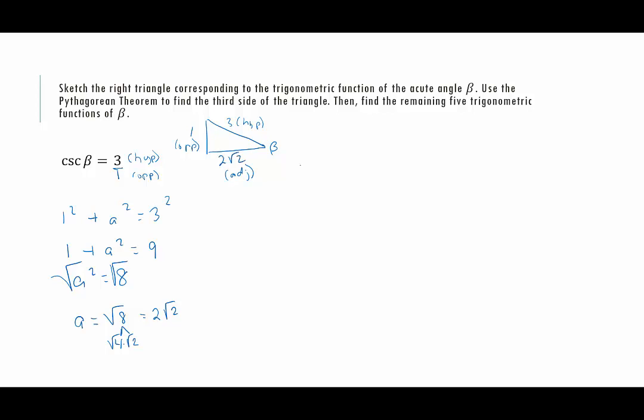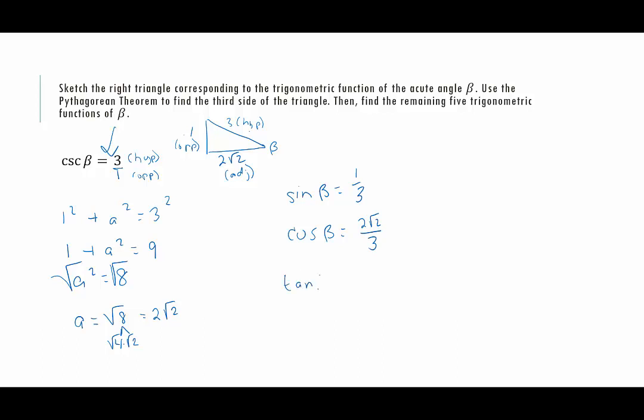Now we're ready. So we have sine. Now sine, I actually didn't even need to do the triangle because I know that sine is the reciprocal of 3, and the reciprocal of 3 is 1 over 3. I can check my work with my triangle to make sure that opposite over hypotenuse is a third, and it is. Cosine of beta is the adjacent 2 radical 2 divided by 3. Since the denominator is rational, we can leave it like that.